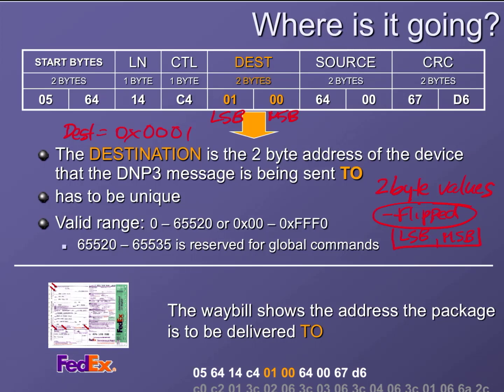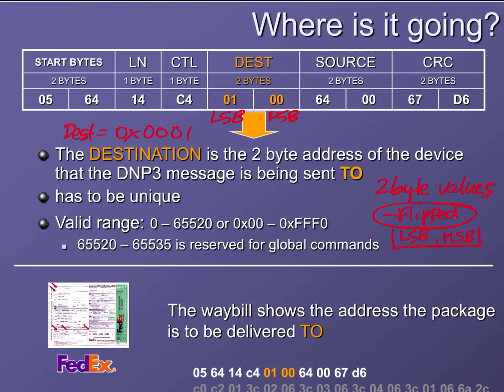Okay? So that's something that can really get you if you're not on top of that. And that is, remember, all 2-byte values need to be flipped. So that would be a 0001 in hex, which of course is 1 in decimal. But let's just carry on for a minute. We'll do that later on here too.